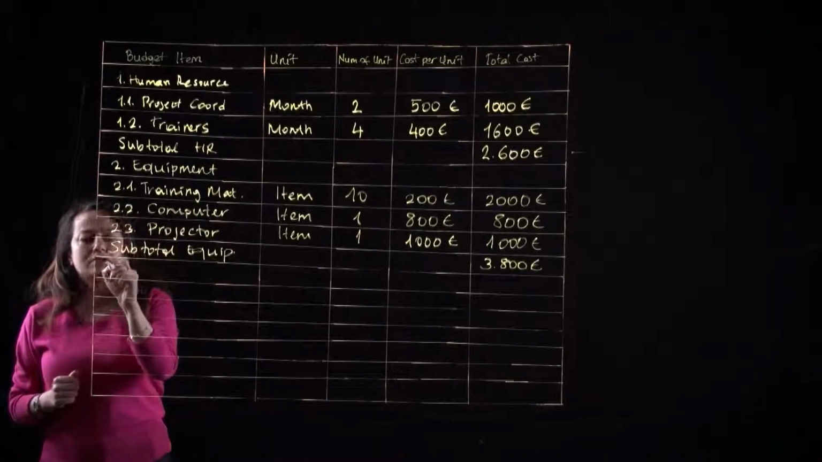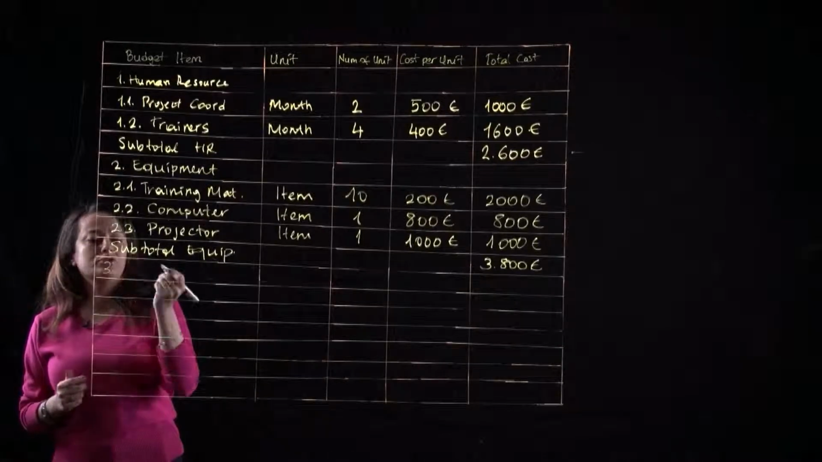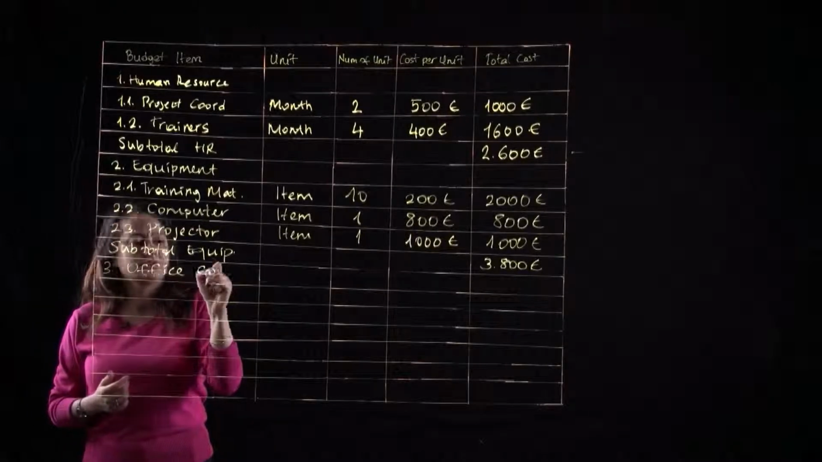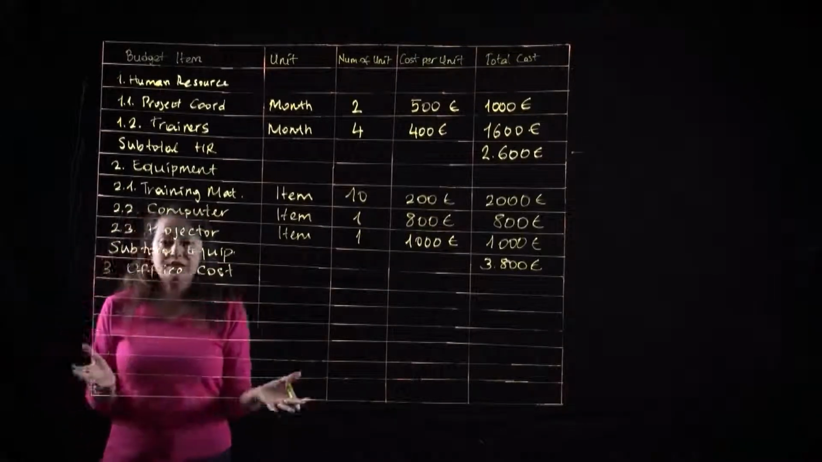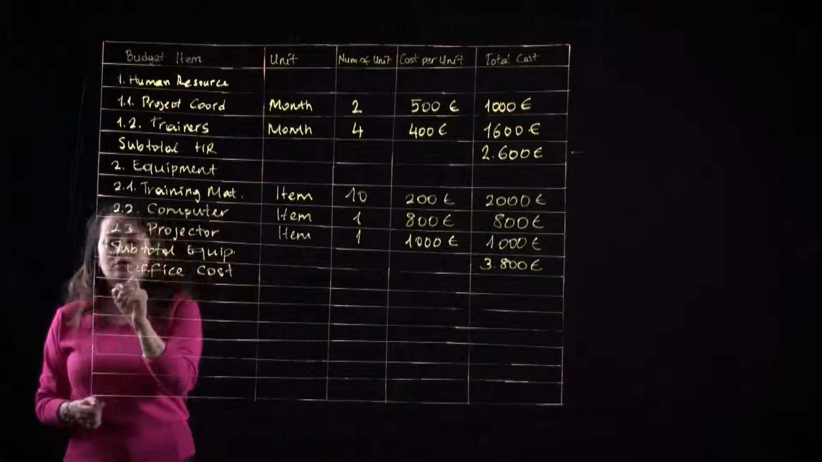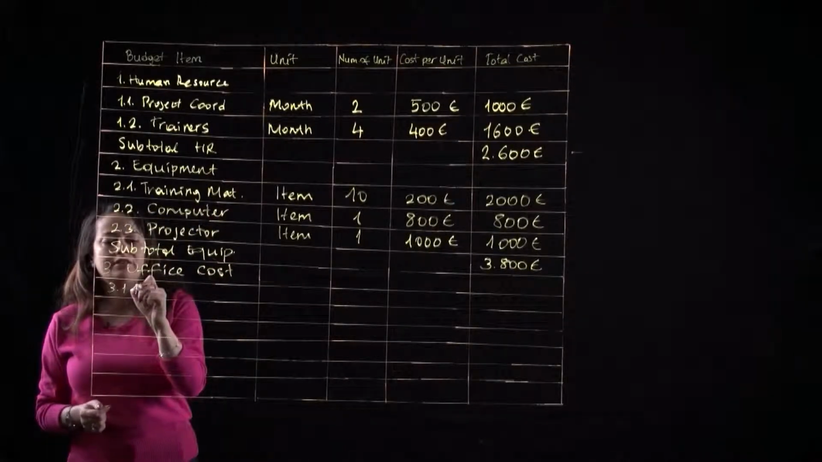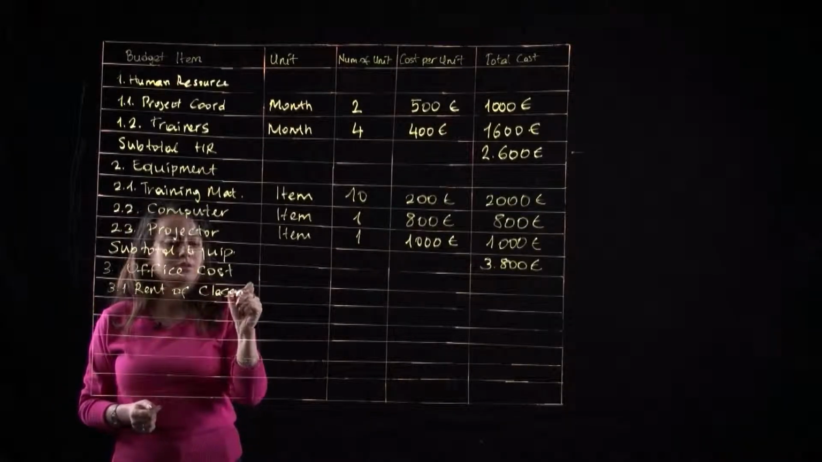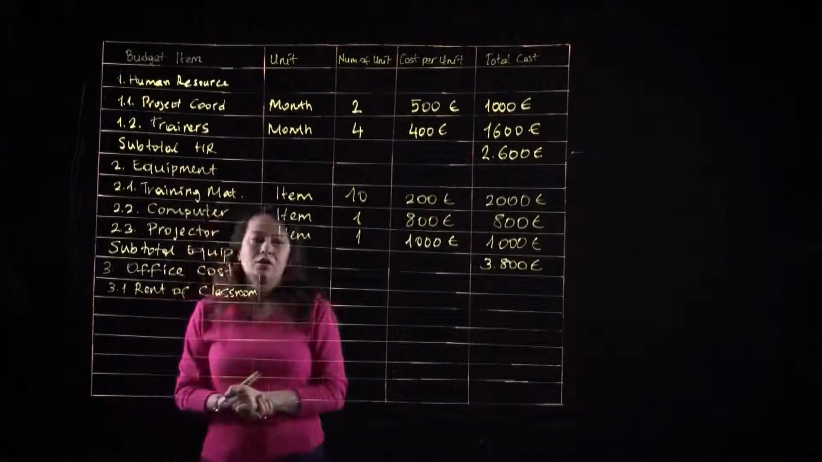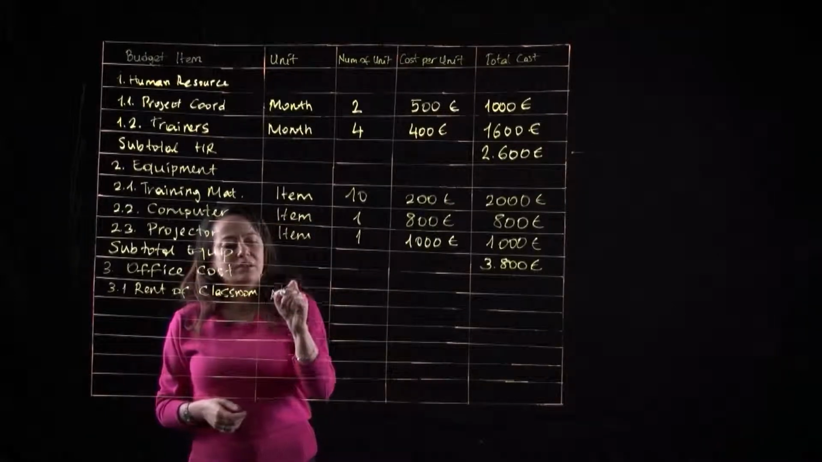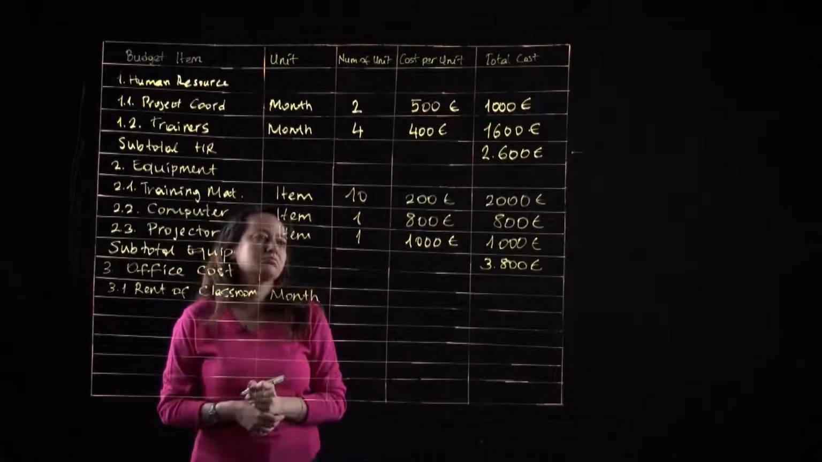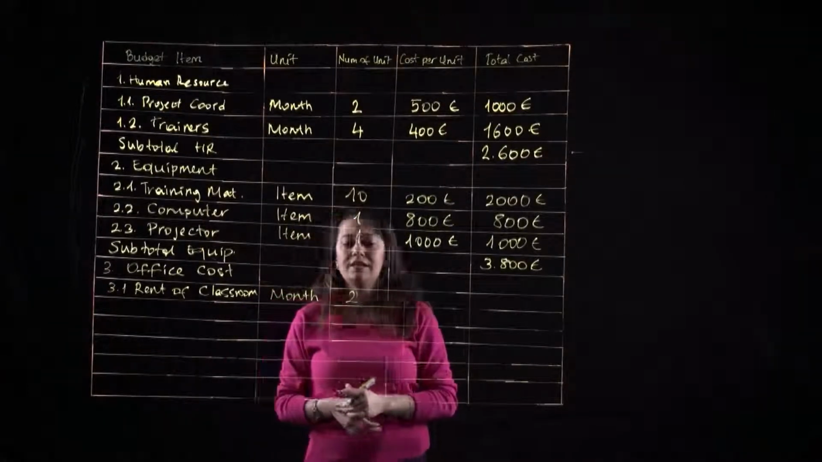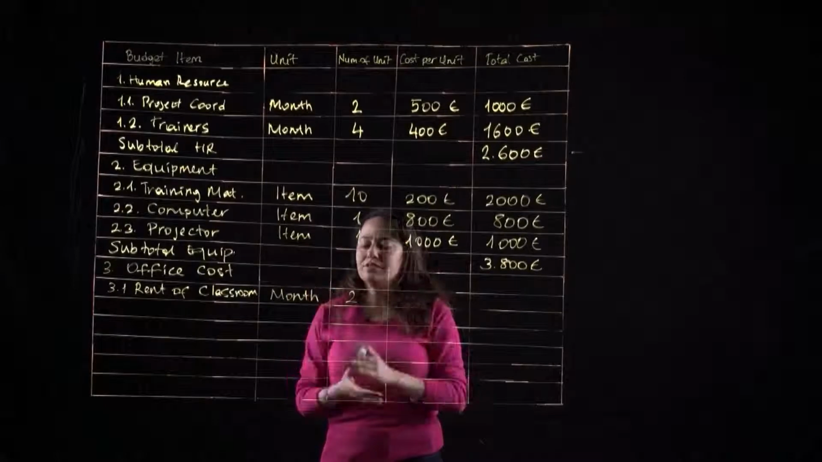Okay, and now I'm thinking I should do this training in some place. So let's look at the office cost or project office or office cost. Let's say it's office cost. There will be a classroom for this training. So 3.1, maybe the rent of the classroom. Okay, so it's gonna be monthly base again. And I will need this classroom 2 months because my training, the activity will end in 2 months.